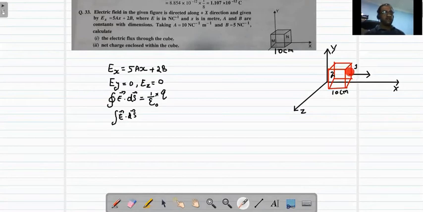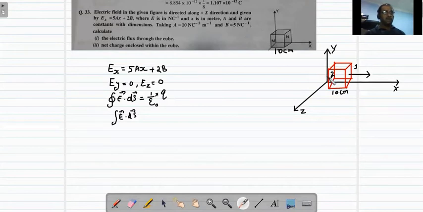Surface 1 is this one. Here the field and normal are in the same direction. Theta will be how much? Zero only. Here the electric field is this way, the normal is also the same, so theta equals 0. And for surface 2, theta will be what? 180.